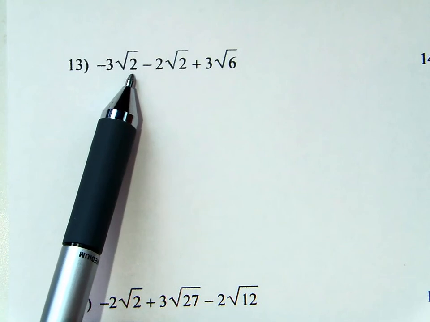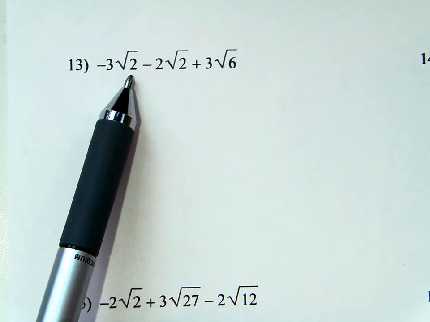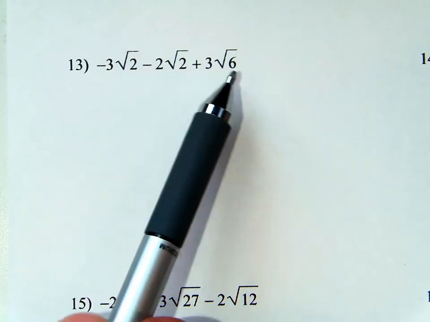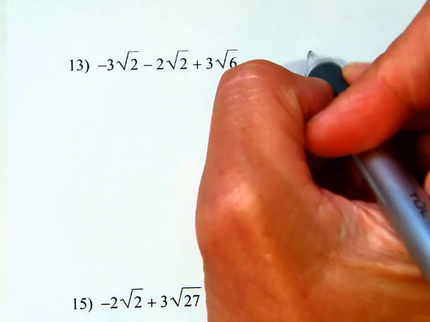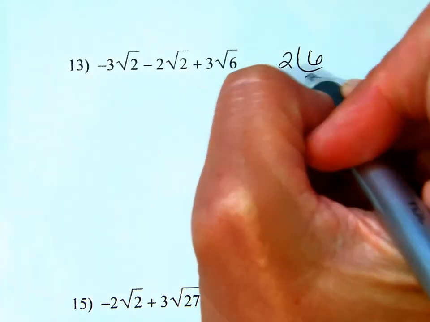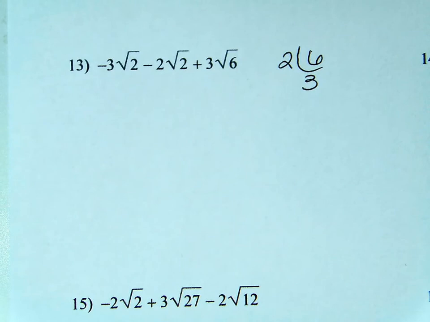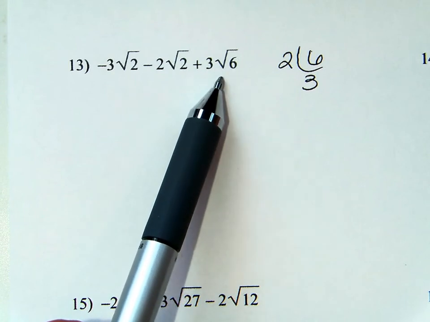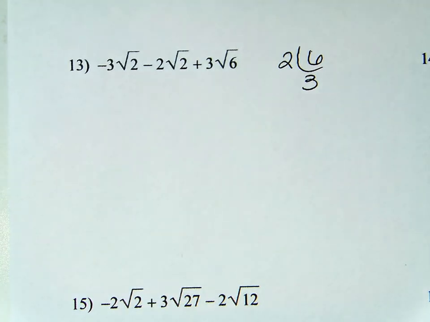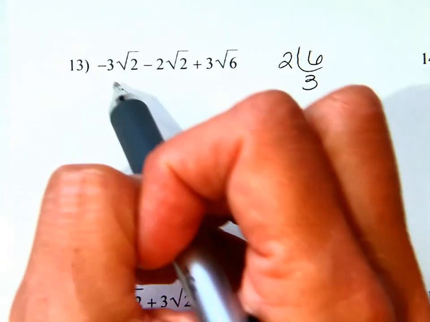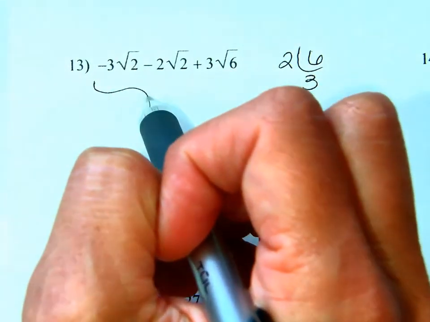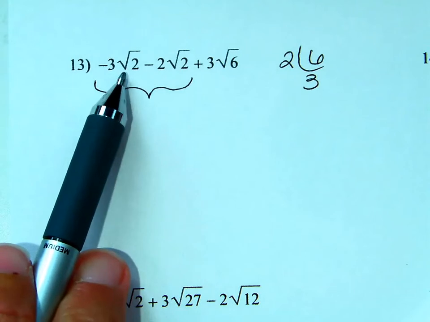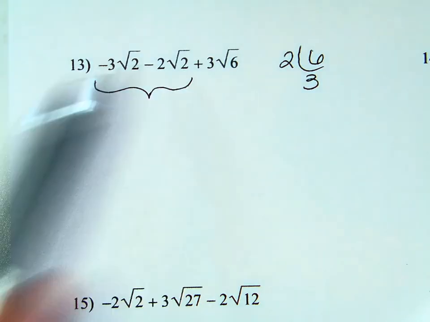Well, 2 is prime, so I know that's not going to simplify any further. Same here. 6, if I break down 6, it only breaks down into 2 times 3. Nothing shows up twice, therefore nothing's going to come out. So this would be considered simplest form also. The only 2 radicals in this problem that I'm going to be able to combine are the first 2. They are both the square root of 2.